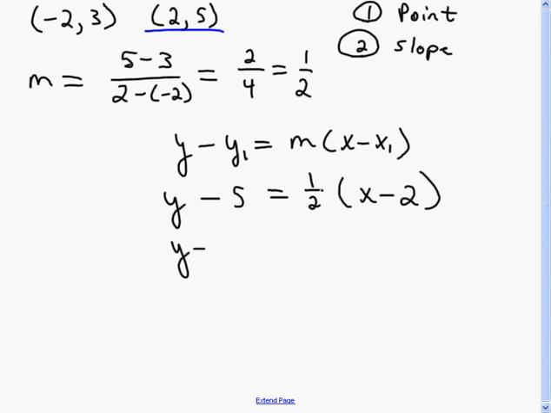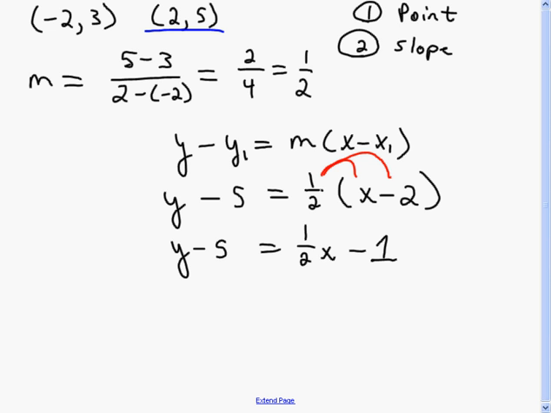So that gives me that y minus 5 is equal to, and just like I did a minute ago, I'm going to distribute. I'm going to do 1/2 times x, which is just 1/2 x. And then I'm going to do 1/2 times -2. I'm multiplying fractions, and half of 2 is going to give me 1. In this case, it's going to be -1.